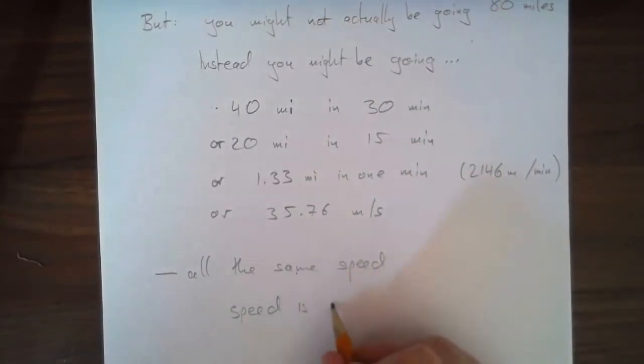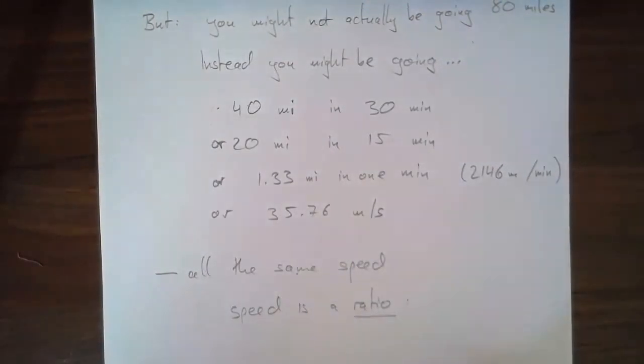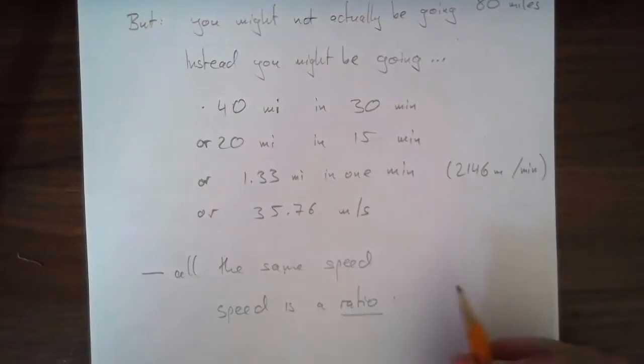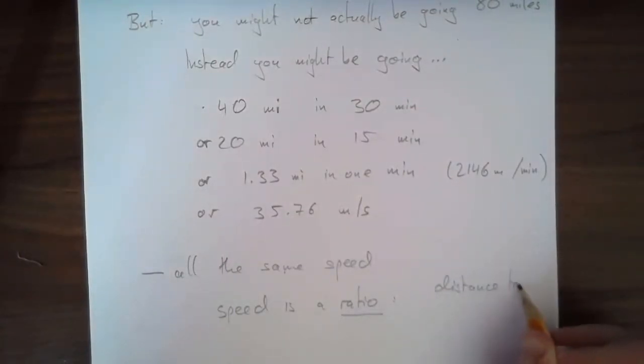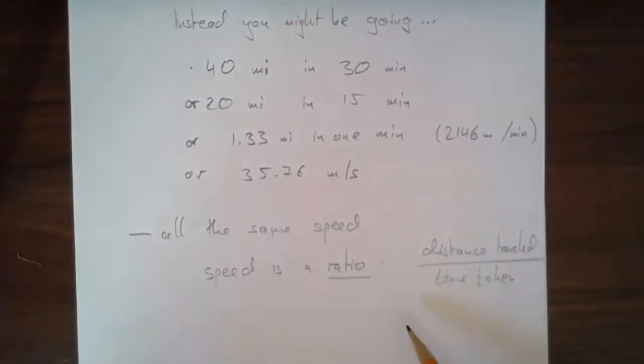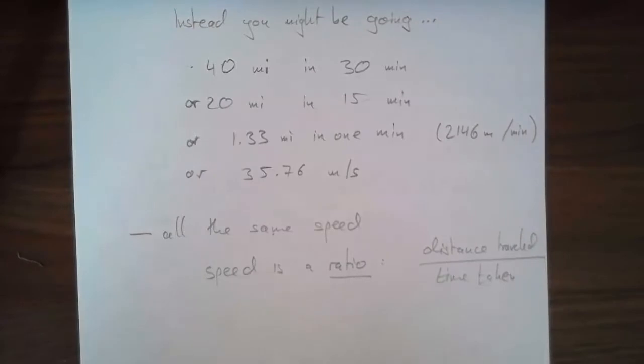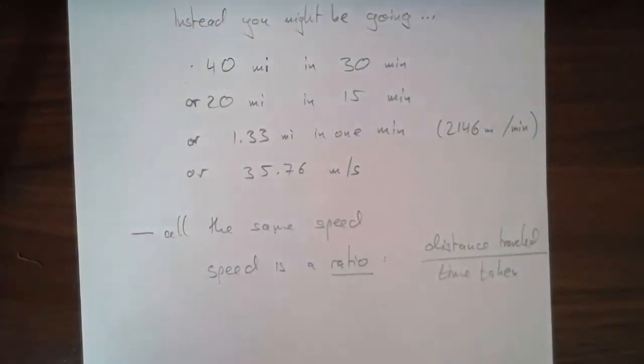Speed is a ratio, and a ratio is mathematically a fraction. It's the distance traveled per time taken. And in the same way, 2/4 equals 1/2 equals 15/30. It doesn't matter. These are different ways to express the same fraction. There are different ways to express the same speed.